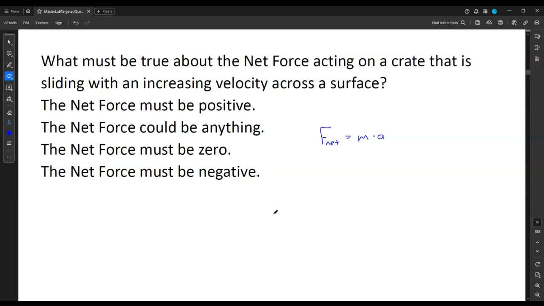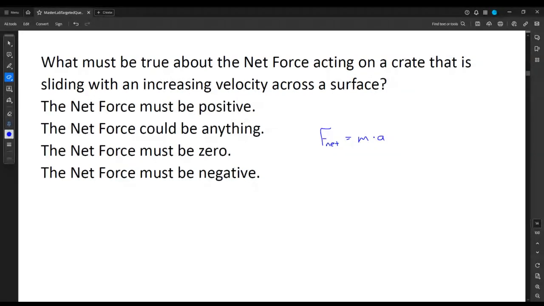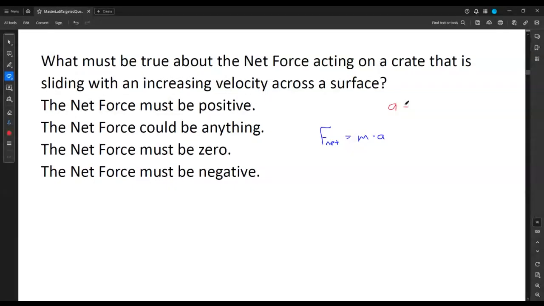Okay, then we want to read the question carefully to see what kind of answer we expect for net force here. Mass can't be negative or zero for a real object. It's always going to be some positive answer. And so really it's the acceleration that's going to tell us what happened in here. Because acceleration is change in velocity over change in time, it's the change in velocity that's really going to dictate the sign on all of this.